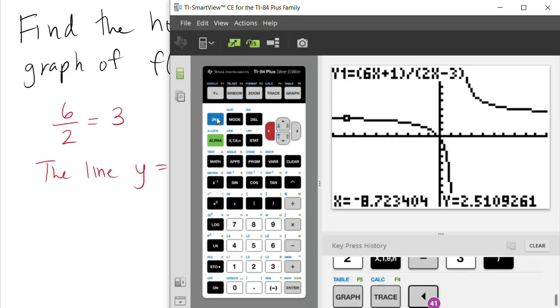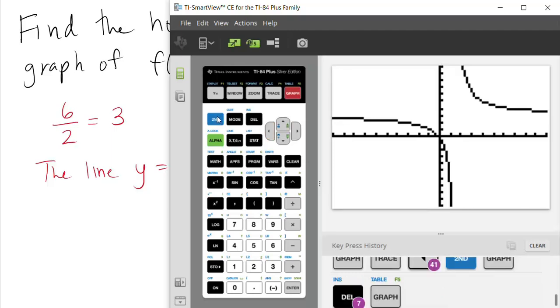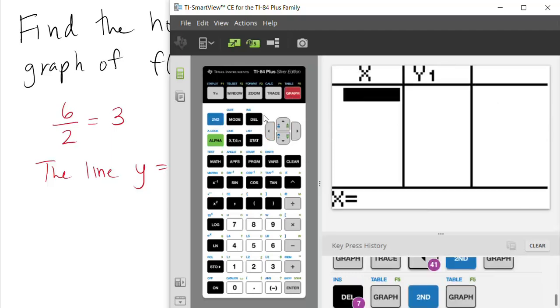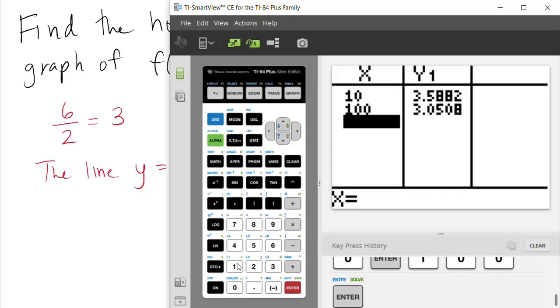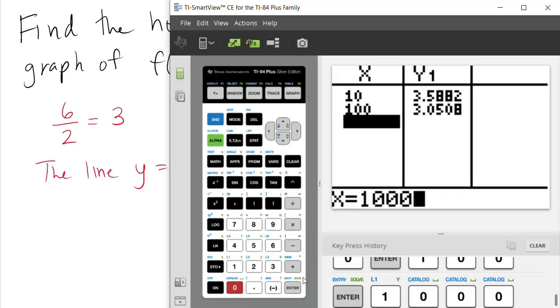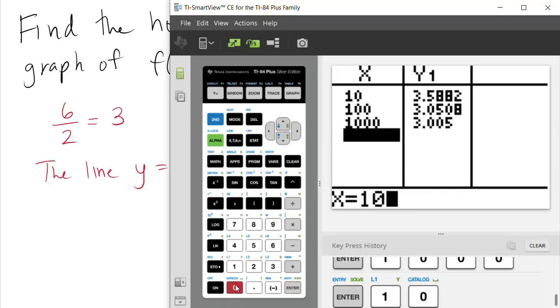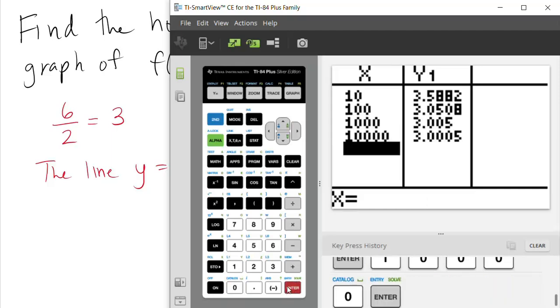A better way to do this might be to use the table. Let me pull up the table. And I'm just going to start plugging in numbers that are getting progressively larger, letting x go to infinity. So I'll start at 10, then I'll plug in 100, then I'll plug in 1,000. And you notice that as the input gets larger and larger, the output's getting closer and closer to 3. That would also happen with negative inputs.